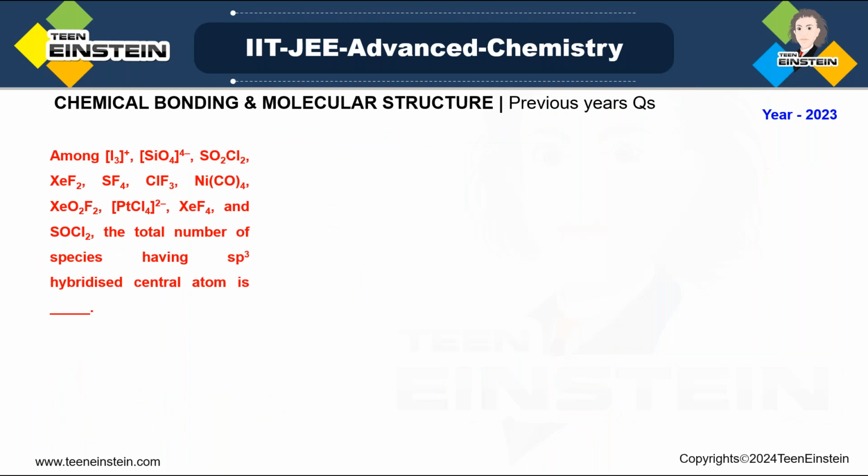The next question we have here, total 11 species you can see: I3 plus, SiO4 4 minus, SO2Cl2, xenon fluoride, sulfur tetrafluoride, ClF3, nickel tetracarbonyl, XeO2F2, then we have a platinum complex, XeF4, SOCl2. Total 11 species are there. Now out of these, you have to find the number of species having an sp3 hybridized central atom. So you have to check for all these 11 cases whether it has sp3 hybridization or not.